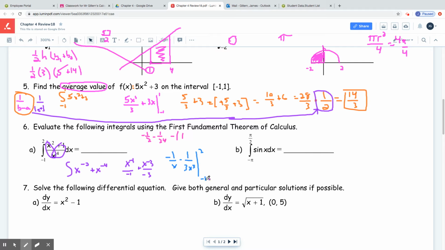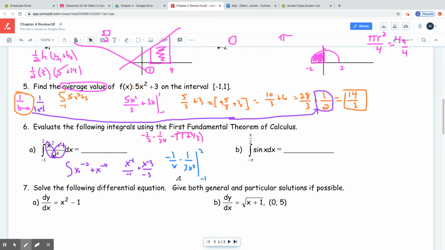Negative 1 cubed is negative 1 times 3, which is negative 3. But it's a minus, so it's going to change to a plus 1/3. All right, so we get negative 1 half minus 1/24. Distribute that, it's going to be a negative 1, but make sure that's also a negative 1/3.